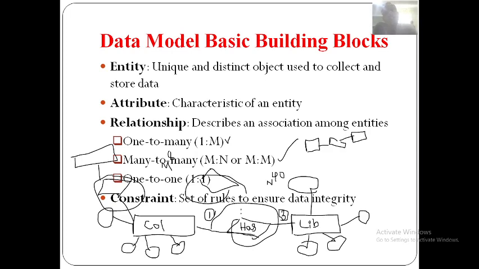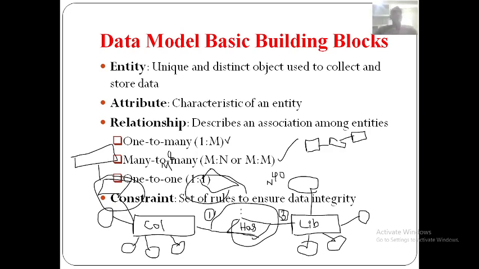Once again, we were discussing data models and their basic building blocks. Which are the basic building blocks? Entities, attributes, relationships. What is an entity? It is a distinguished or unique object used to collect and store data. Student is an entity, employee is an entity, computer is an entity. It is a real world object.